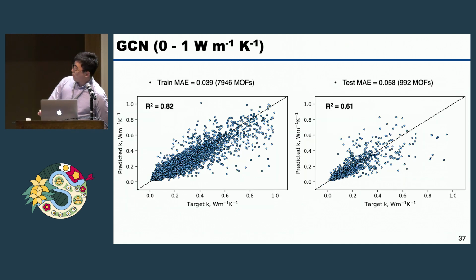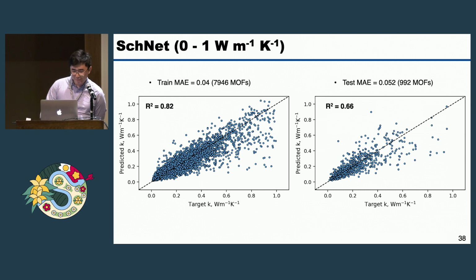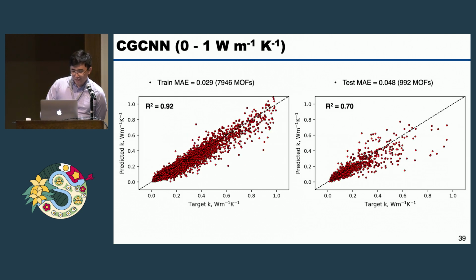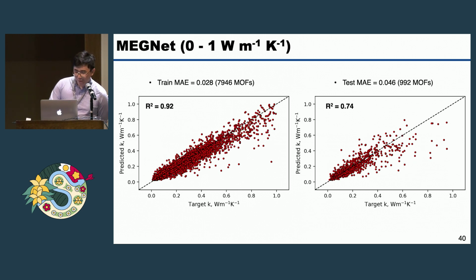Now I would like to quickly show the parity plot for each model separately, one by one. Importantly, here we just focus on the 0 to 1 range, because that's where 97% of all thermal conductivity data lies. It's not doing great, but not bad. SchNet is a little bit better than GCN. And this is the result for CGCNN. It's better than SchNet, and this is MEGNet. So MEGNet outperformed all the other 3 graph neural network models.